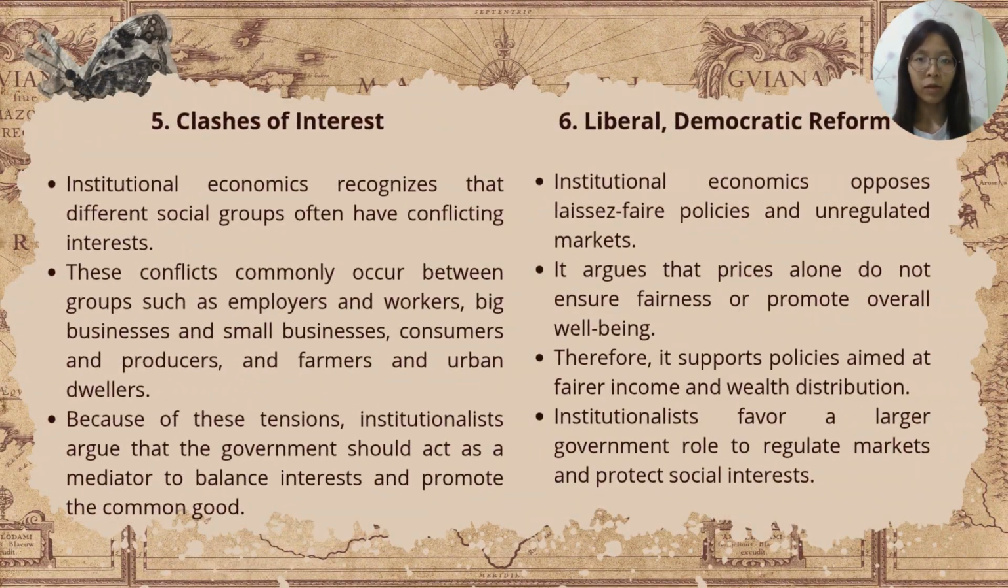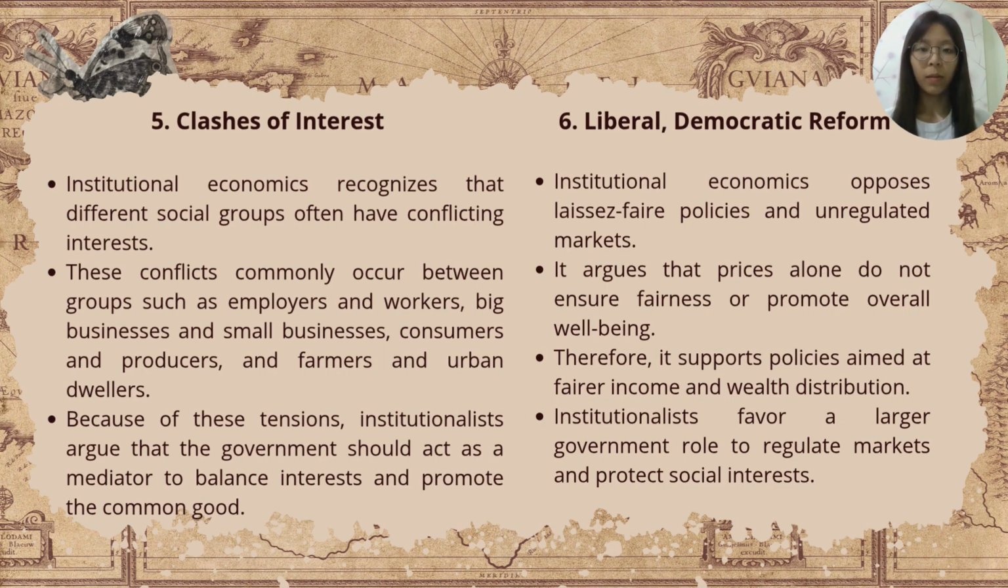Next is clashes of interest. Institutional economics recognizes that there are often serious conflicts of interest between different social groups. Examples include employer versus worker, big business versus small business, or consumer versus producer. These clashes are a natural part of economic life. Institutionalists argue that the government should play a neutral role in resolving these conflicts and balancing the interests of all groups to help ensure fairness and economic efficiency.